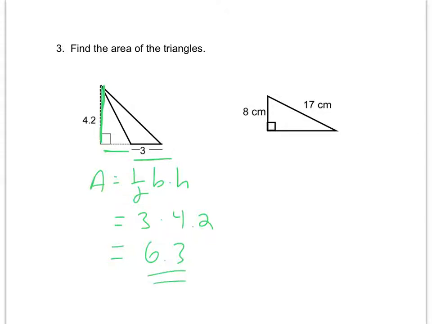Just kidding. For this second triangle, I have a base right here, which I don't know, but I have a height of 8, and I have a hypotenuse of 17. Ding, ding, ding. We know that the base must be 15, so that's an 8, 15, 17 triangle. So I have 1/2 times the base, which is 15, times the height, which is 8. Doing this in my head, 1/2 times 8 is 4. 4 times 15 is equal to 60.